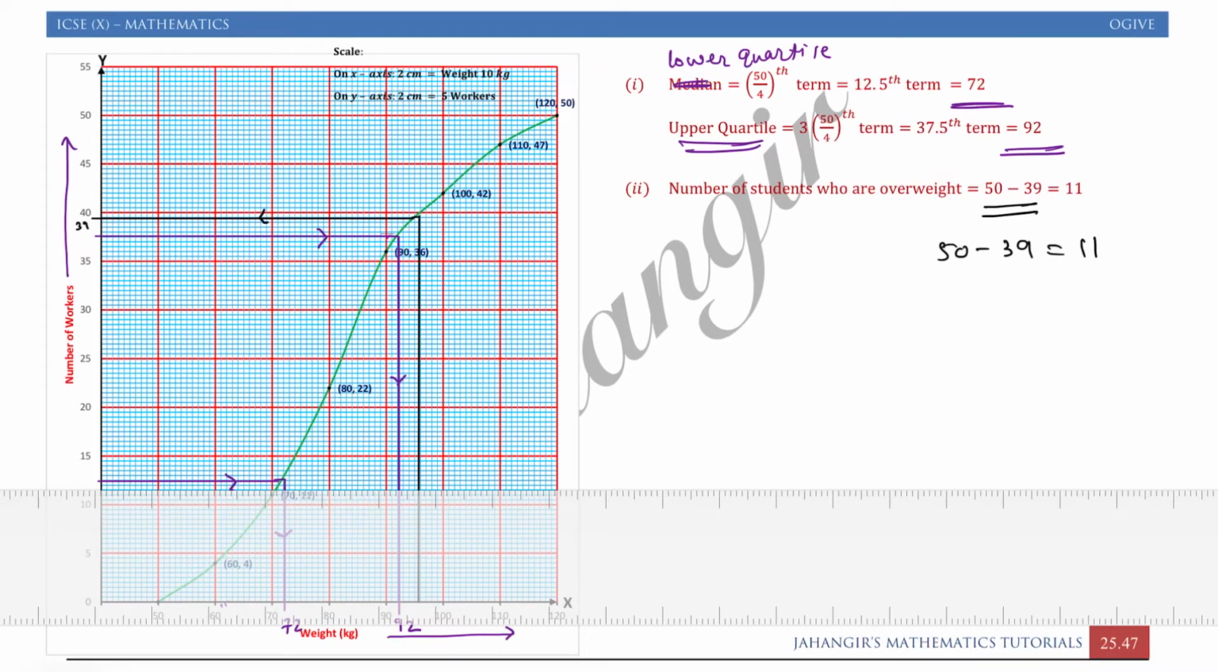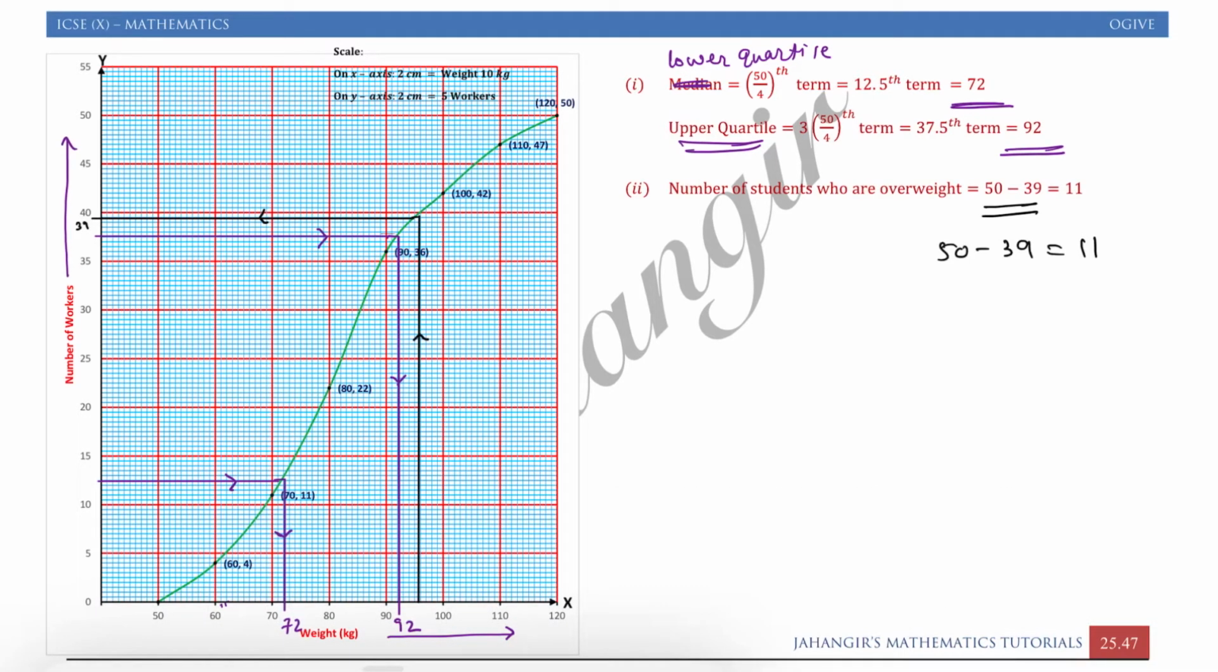Mark arrows properly, rest all was simple.